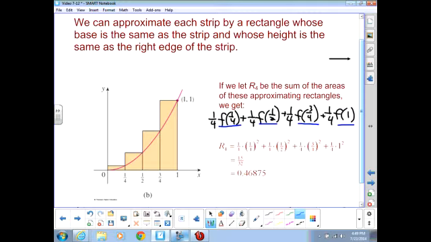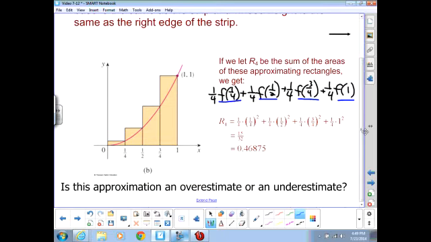We're really just doing base times height 4 times and adding them together. Well, when you add those all together, we get 15/32, which is about 0.46 or so. Now, is this approximation of our area under the curve an overestimate or an underestimate? Hopefully you're thinking an overestimate, because we have sections in our rectangles that go outside of our region underneath our curve. So this would be an overestimate. So therefore we know our actual area is something less than that 0.46 or so.